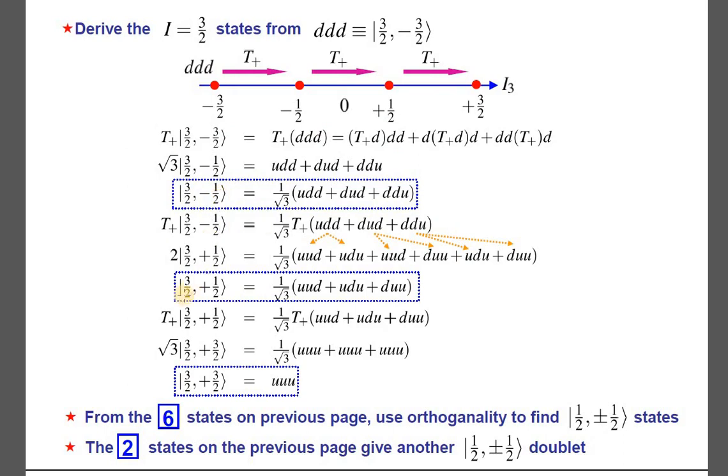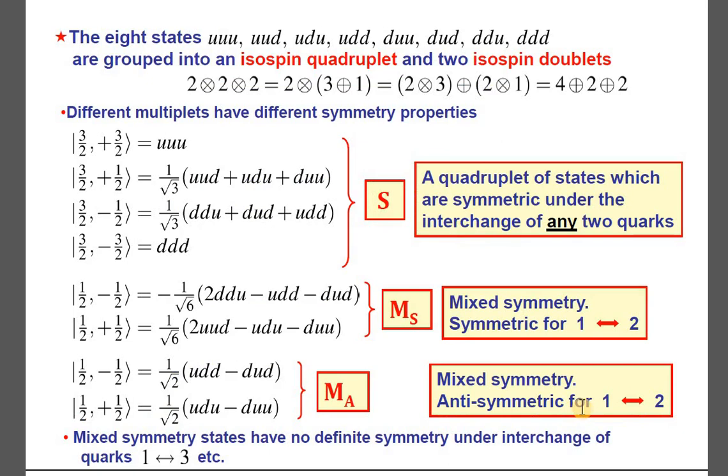3/2 minus 1/2, 3/2 plus 1/2, 3/2 plus 3/2. Of course, this DDD is 3/2 minus 3/2. Thus, from the 6 states of the previous page, we use orthogonality to find these states. And from the 2 states on the previous page, we get another 1/2 plus-minus 1/2 doublet. And thus the 8 states are grouped into an isospin quadruplet and 2 isospin doublets, like this, 4, 2, 2. Direct product, direct sum.